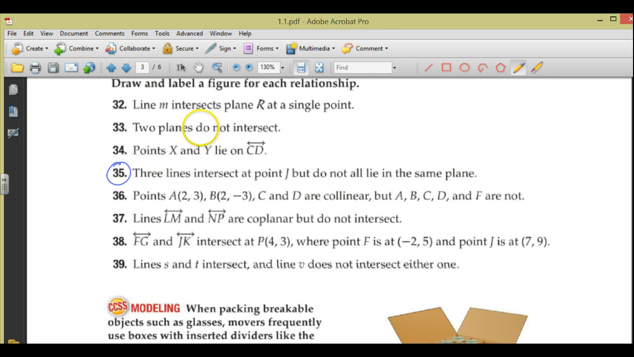For number 35, 3 lines intersect at point J, but do not all lie in the same plane. So I could have 2 lines lying within this plane, and then another line that goes through the plane, intersecting with the other 2 lines inside of the plane. So 3 lines intersect at point J.